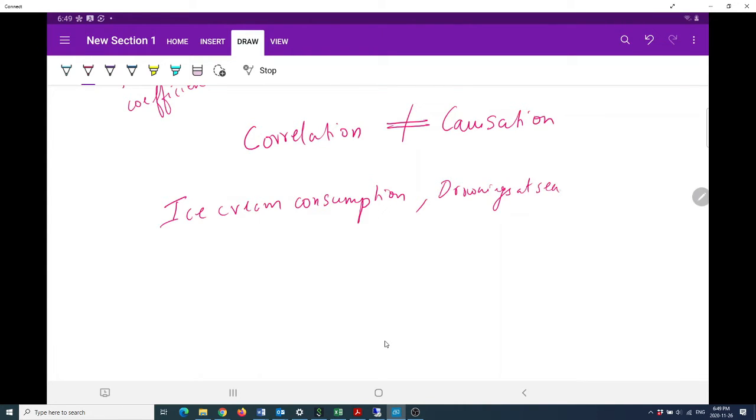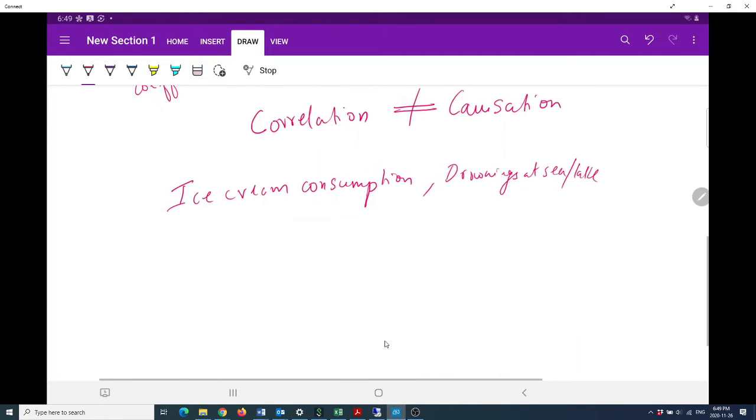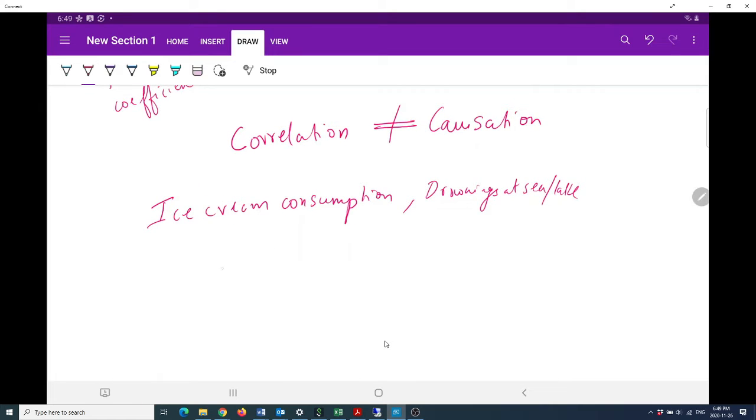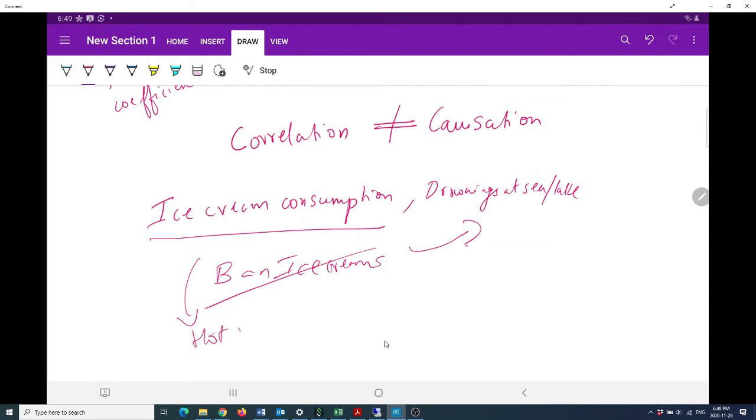If you think about it naively, you might say you should ban ice creams, stop people from having ice creams because it's clearly having a bad effect, and more people keep drowning at sea or at lakes. But this is not the real relationship, because we all know ice cream consumption tends to be very high on very hot days. Hot days mean more ice cream.